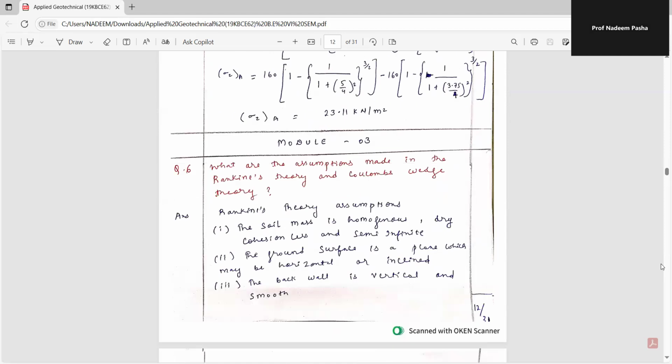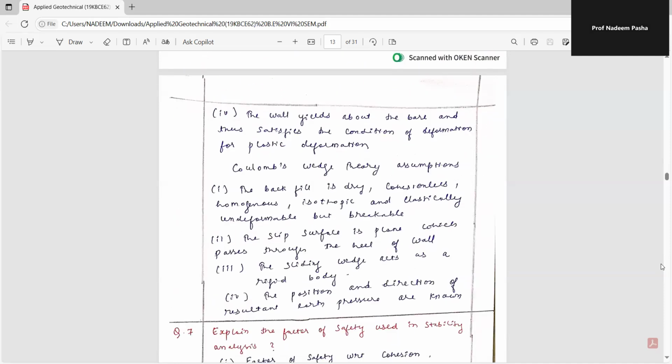So what are the assumptions made in Rankine's theory and Coulomb's wedge theory? Rankine's theory assumptions: the soil mass is homogeneous, dry, cohesionless, and semi-infinite, whereas the ground surface is a plane which may be horizontal or inclined. The back of the wall is vertical and smooth. The wall yields about the base and thus satisfies the condition of deformation for plastic equilibrium.